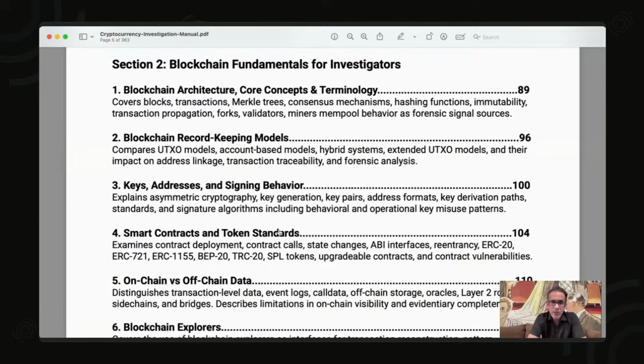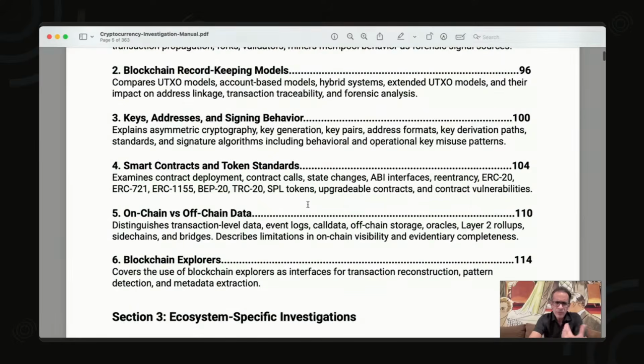So, what does a key look like? What does an address look like? What does a wallet look like? How are these different signature algorithms actually used? You'll understand that. Then we move into smart contracts and token standards, because depending upon the kind of crime, depending on the chain, the tokens could be very different.